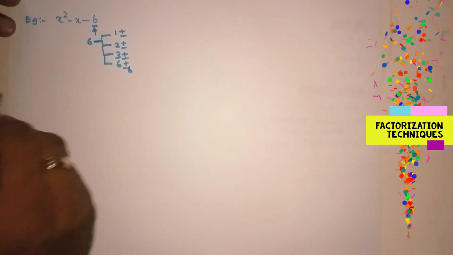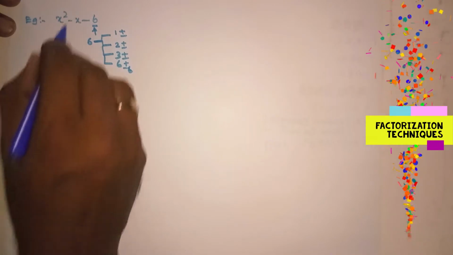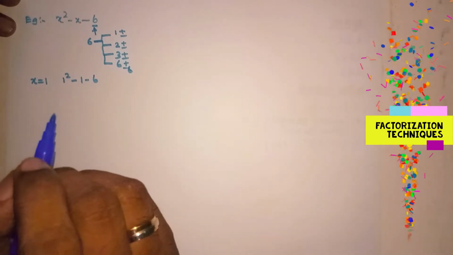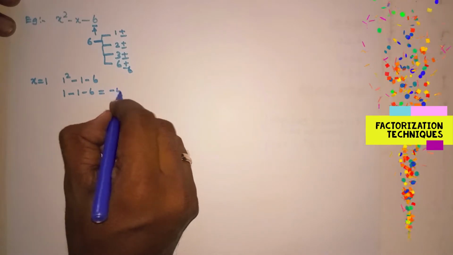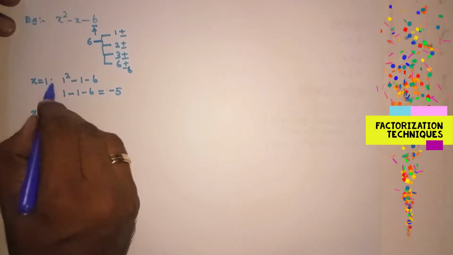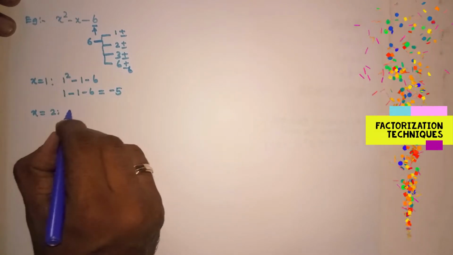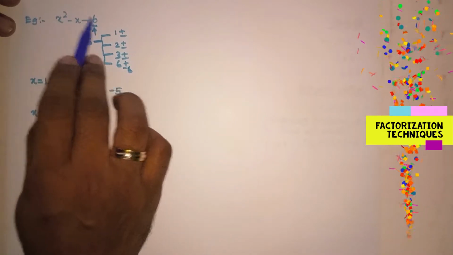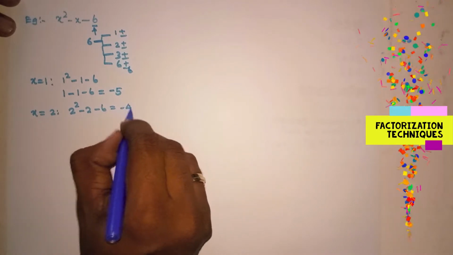Then, as an example, I'm going to take plus 1. When x equals 1, you put 1 into this expression: 1 squared minus 1 minus 6. Then we get 1 minus 1 minus 6, which is minus 5. Similarly, you substitute x equals 2 and get these multiples substituted in the expression. When x equals 2: 2 squared minus 2 minus 6. Here we get 4 minus 2, 2; 2 minus 6, minus 4.